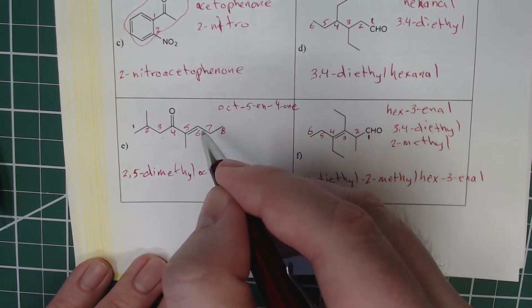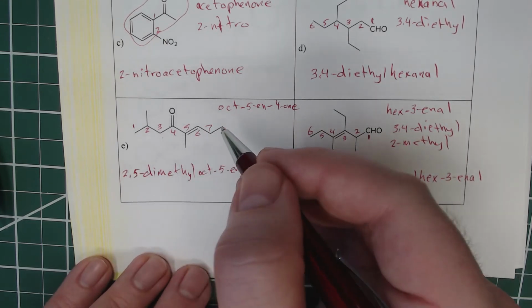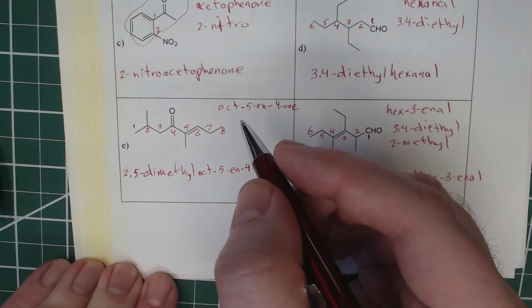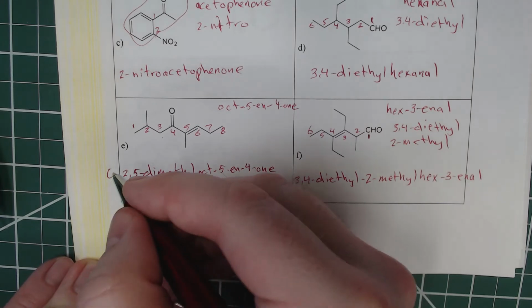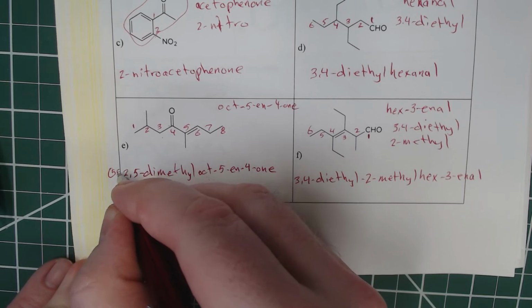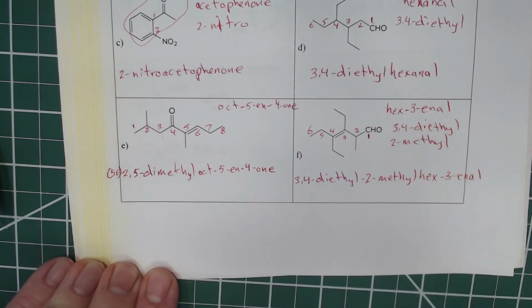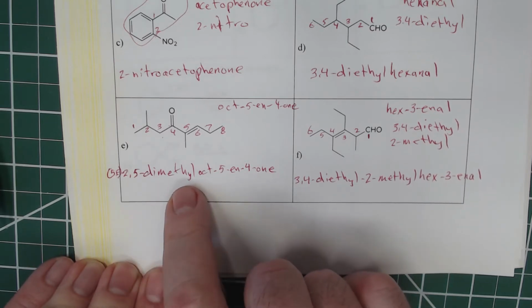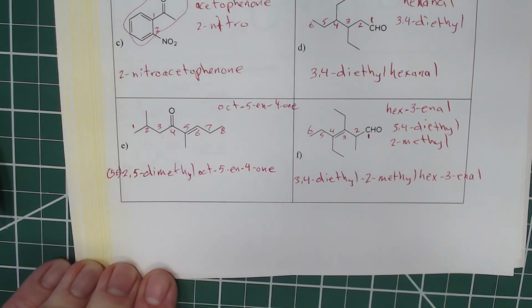Carbon 7 has higher priority than the hydrogen. And since 4 and 7 are trans to each other, this is the E configuration. So out front, we're going to put at bond 5, so put 5E, close parentheses, and then a hyphen. So 5E, hyphen 2, 5 hyphen dimethyl oct-5-en-4-one. So I forgot that.